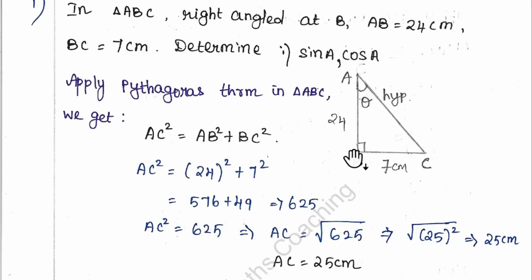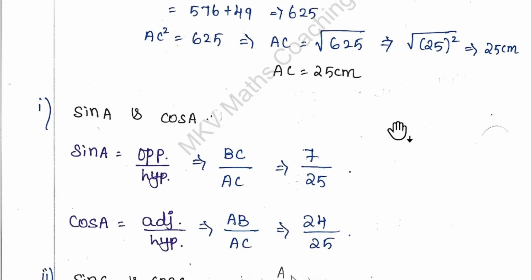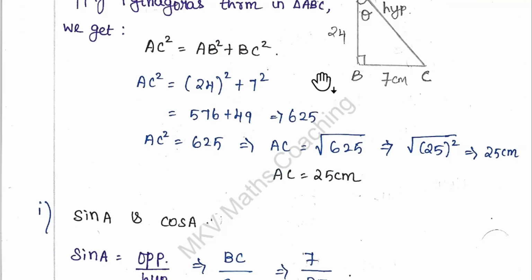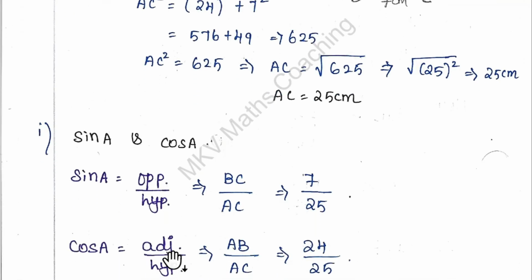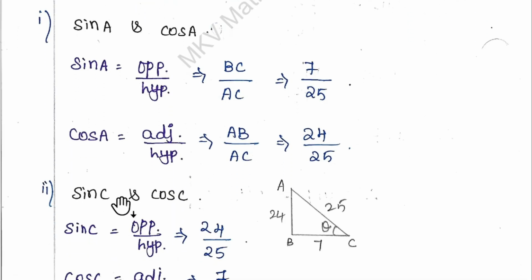Next, to find cos A, adjacent by hypotenuse. For cos A, A's adjacent will be 24 and hypotenuse is AC, which is 25. So 24 by 25 is cos A. So first you need to find all three sides, and then you have to get the ratios' values using the formula.